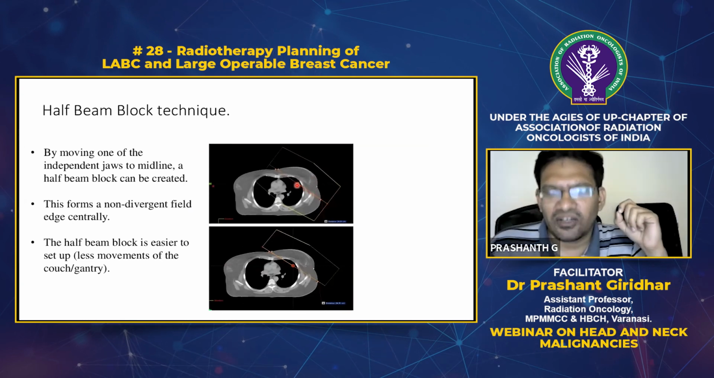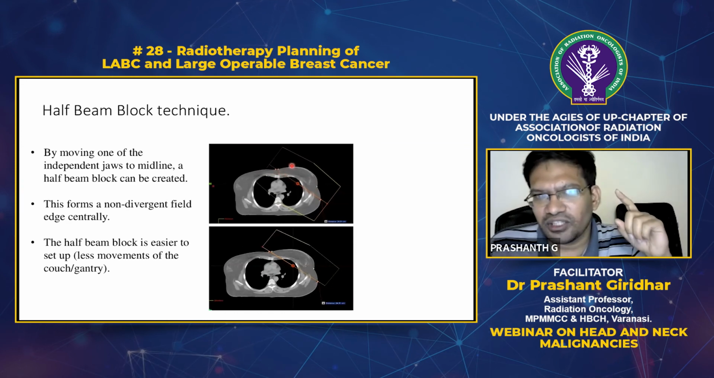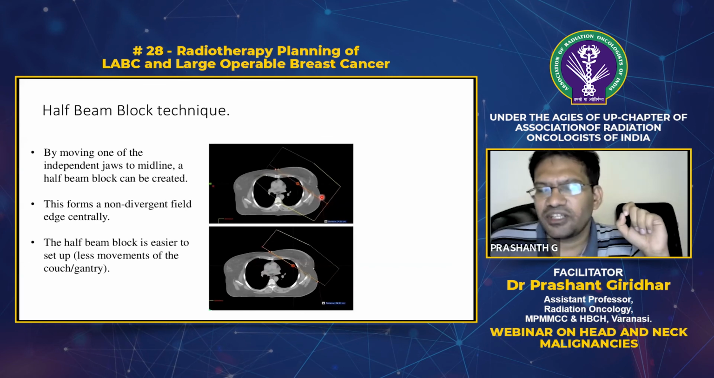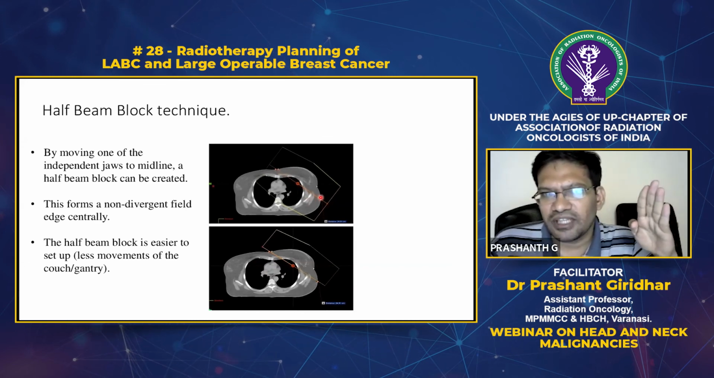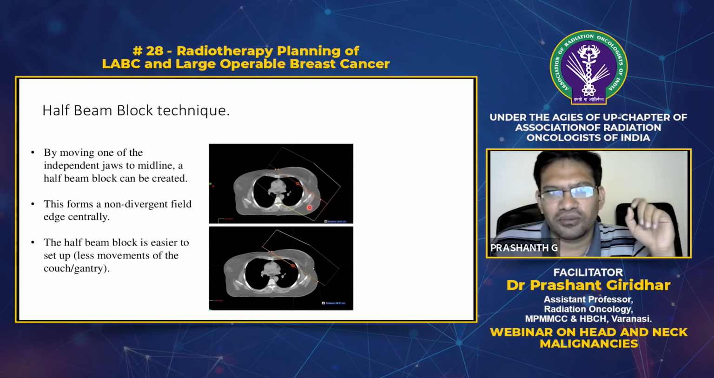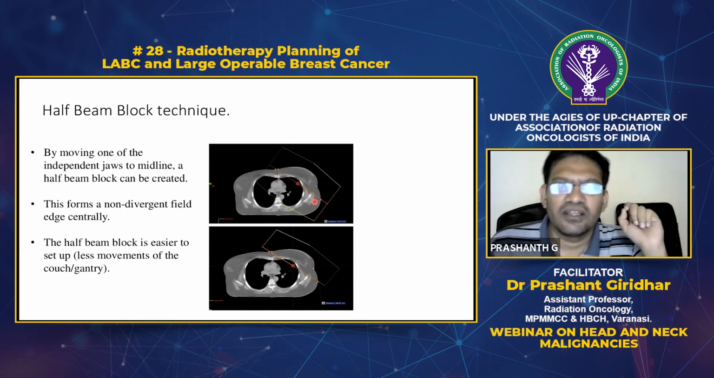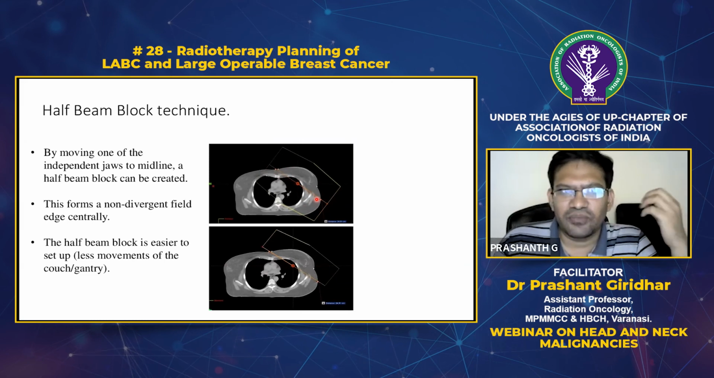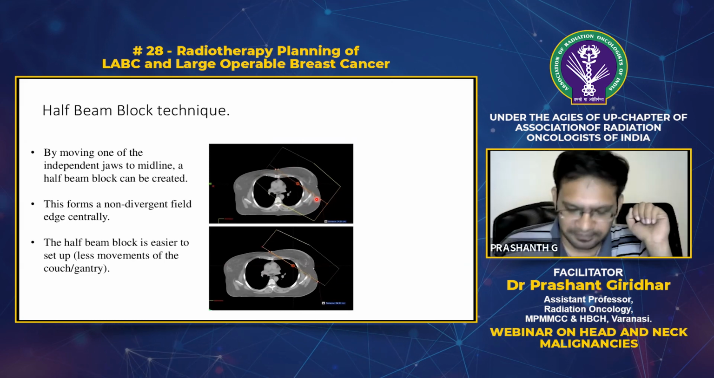When you use a half beam block, your center of the beam, instead of lying on the breast tissue, would lie on your lateral and medial border. Therefore, the central axis of the beam is actually going as a tangent, and the rest is blocked with a half beam block if it is available. Now, in centers where you do not have half beam blocks with independent jaws, a breast cone can also do this job.